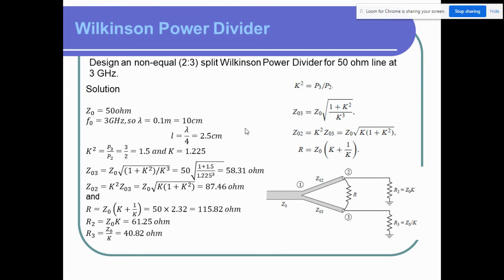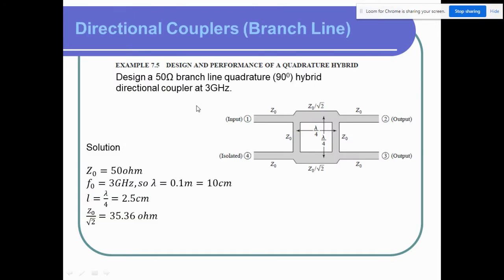The video was until the Wilkinson power divider. So today we will move on to directional couplers. Here we will do one example for a directional coupler. This is the first type of directional coupler, which is called the branch line quadrature coupler. We also call it the 90-degree hybrid directional coupler. This is an example from the David Pozar book, chapter 7, example 5.